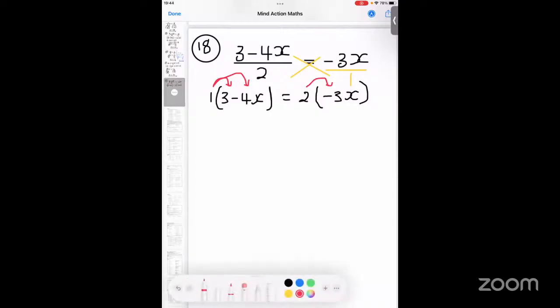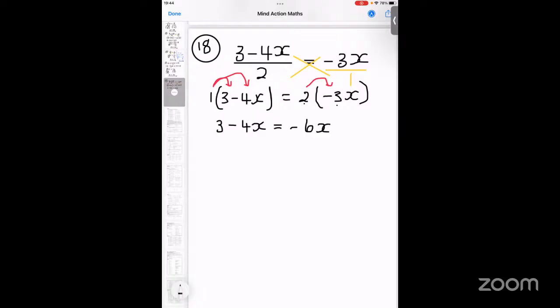Makes sense? Yes, sir. Okay, 1 times 3 is 3. 1 times -4x is -4x. You must not lose the letter. So that multiplied by that is -6. You must still write the x because it has always been there. Someone worked it out, but they did not write that letter x. Okay, numbers on the left.